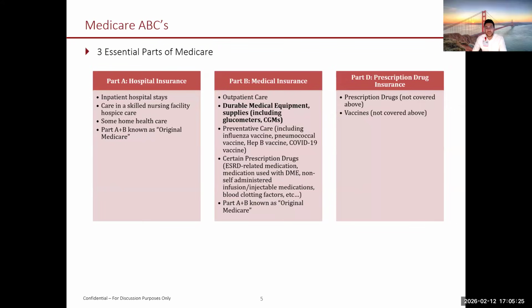Part B is what I would term medical insurance. It covers outpatient care. You go to see your primary care doctor. It also covers durable medical equipment. So you see bolded here, glucometers and CGMs would fall under durable medical equipment, as well as certain other things that we use in diabetes. Preventative care is covered by Part B, including certain vaccines, not all, but certain ones, as you see here listed. The flu vaccine, pneumonia vaccine, Hep B, COVID-19.